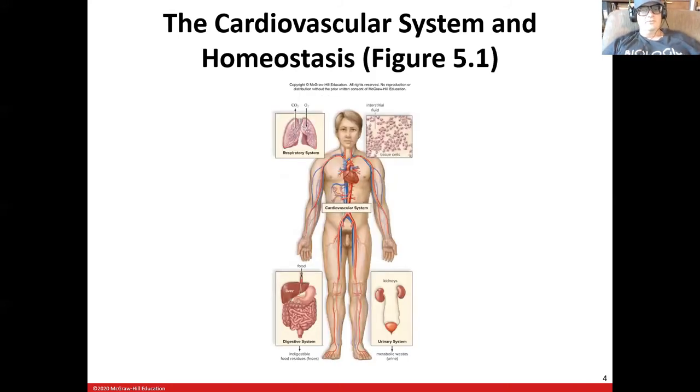All right, so homeostasis. The cardiovascular system is what hooks the digestive system to everything else, carrying nutrients from digestive to everything else. It's what hooks the respiratory system to everything else. It carries oxygen and carbon dioxide throughout the body. And you can see the urinary system. It's what carries stuff off to be filtered in the kidneys to get rid of waste.